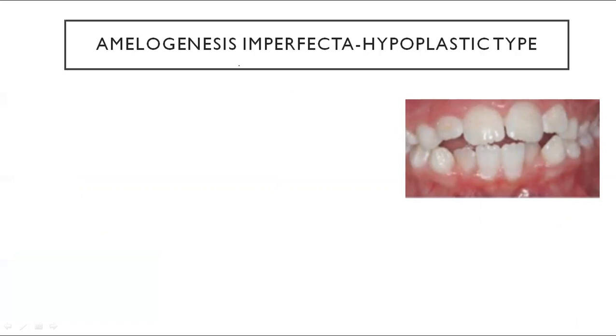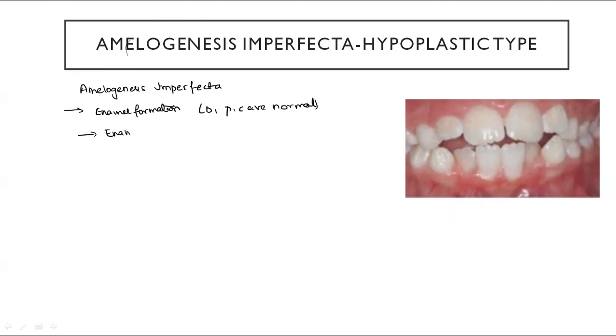So there are three types of Amelogenesis Imperfecta. Here the picture is of a specific type, that is the hypoplastic type. But before that, let me talk about Amelogenesis Imperfecta in general. Mainly in Amelogenesis Imperfecta, there is a defect in enamel formation, but the dentin, pulp, and cementum are normal. Here, the main finding that you can see is the enamel is very thin, whereas the pulp is enlarged.